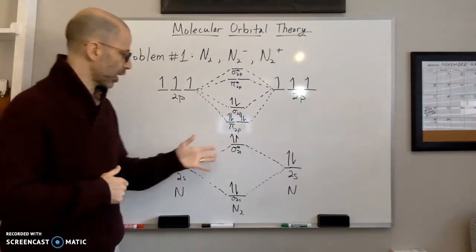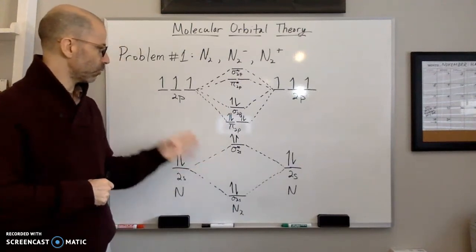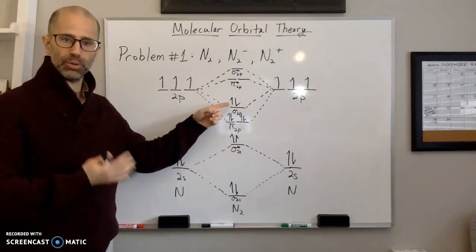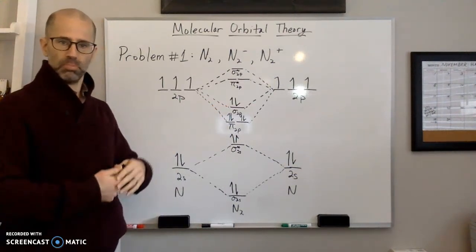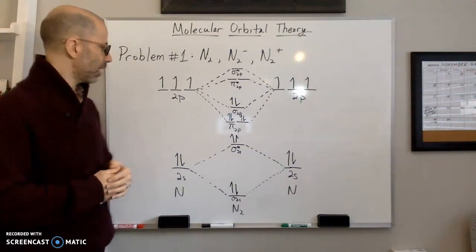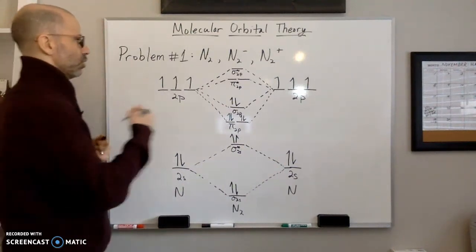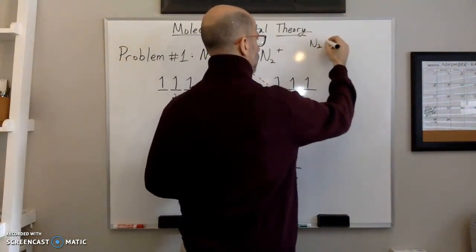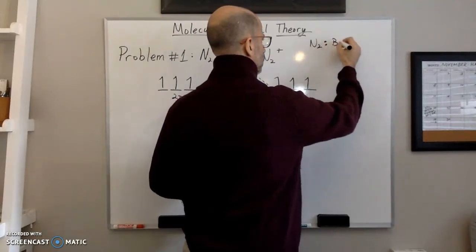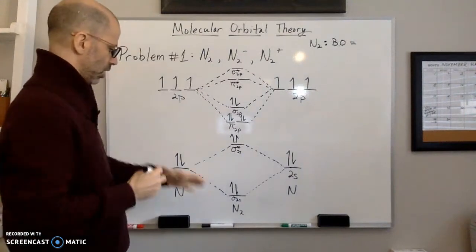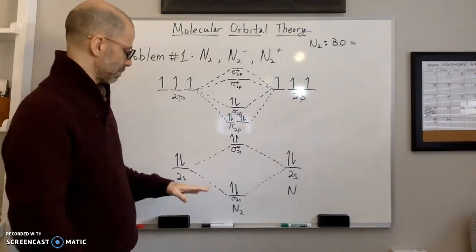Is this going to be paramagnetic or diamagnetic? Well, we don't have any unpaired electrons, so we would expect this to be diamagnetic, with no magnetic properties. We can also figure out the bond order. So the bond order for N2 is going to be the number of electrons in bonding orbitals.